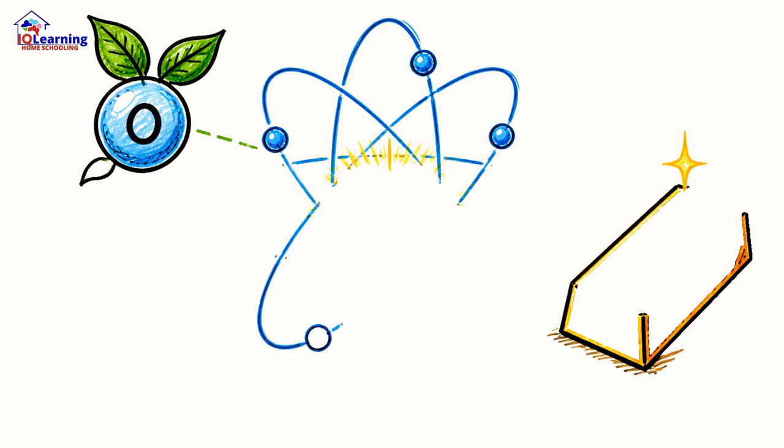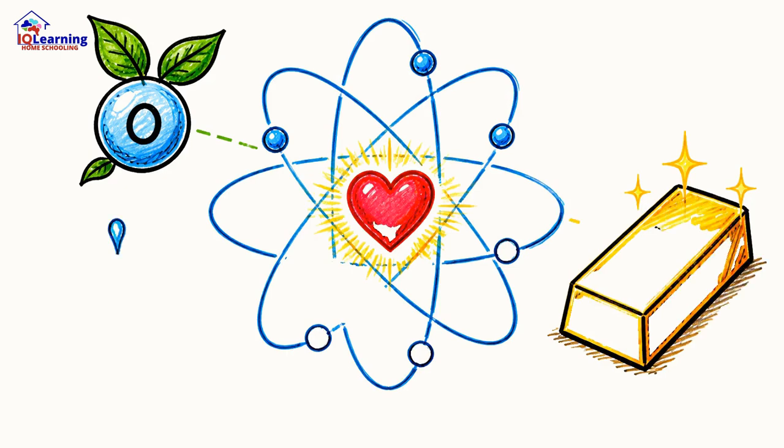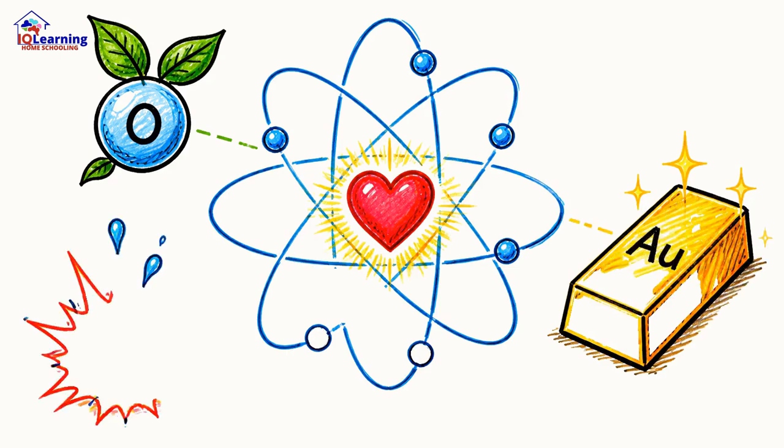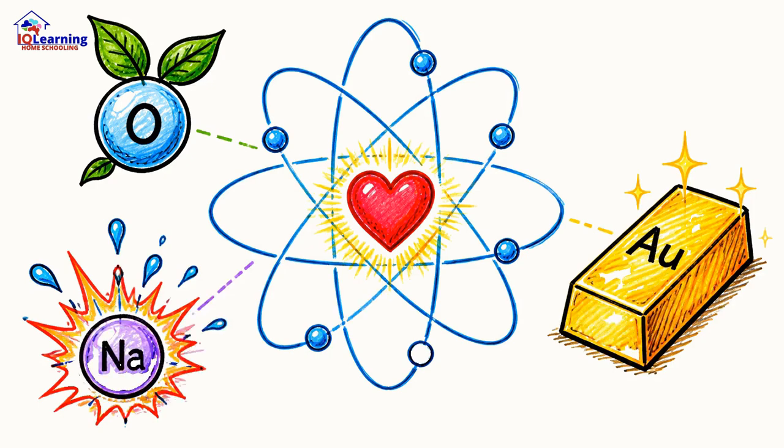What you need is the atom's heart. Its electrons are the personality. But this isn't a chaotic swarm. It's a strict, invisible architecture that dictates why oxygen gives life, sodium explodes in water, and gold never tarnishes. Understanding this structure is like learning the grammar of matter.